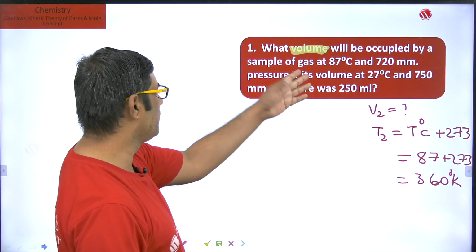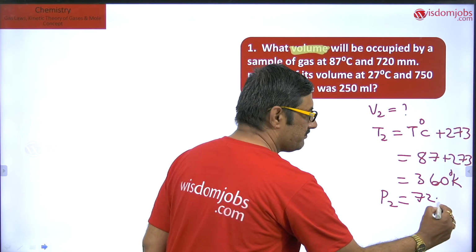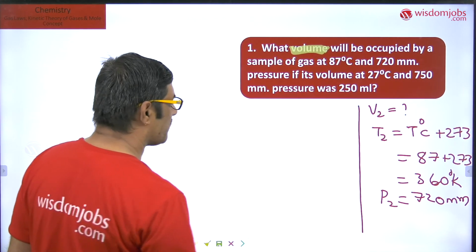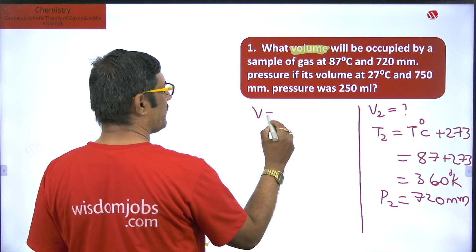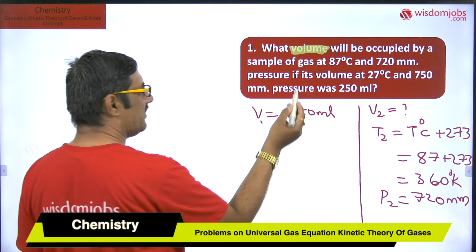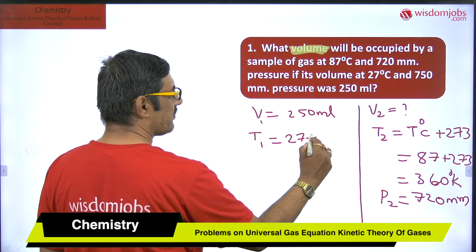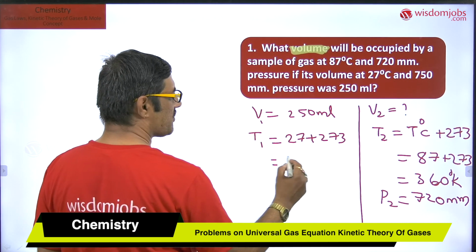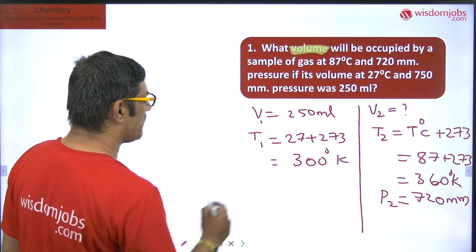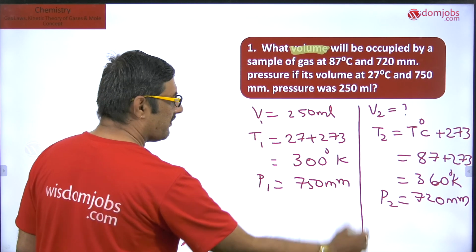Next, P2 is also given to you. P2 is 720 mm. So the second pressure is given to you. And coming to the first conditions, the first volume V1 is 250 ml, and the temperature T1 is 27 degrees plus 273, which gives you 300 degrees Kelvin. Next, what about pressure? P1 is 750 mm. So this is the data given to you.